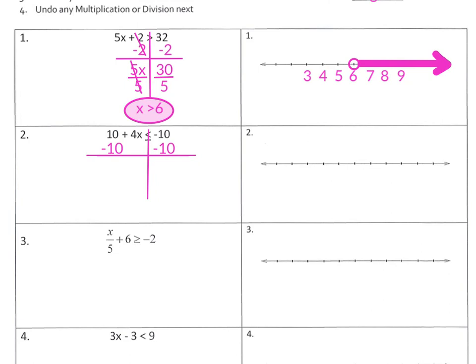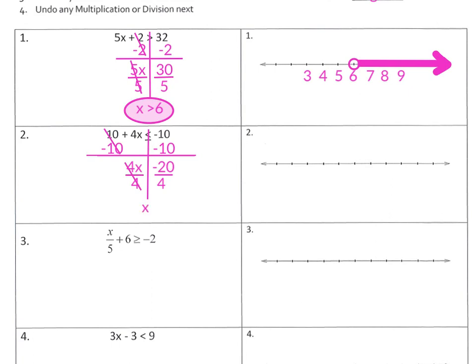And then when I look, I have the 10 minus 10 cancels, that's 0, so I'm left with 4x on the left. Negative 10 minus 10 gives me a negative 20 on the right. And then I need to get the x by itself. It's being multiplied by the 4, so to undo multiplication, we're going to divide both sides of the equation by the 4. 4 divided by 4 will cancel, that's 1, so then we're just left with an x on the left side. And then a negative 20 divided by 4 gives me a negative 5.